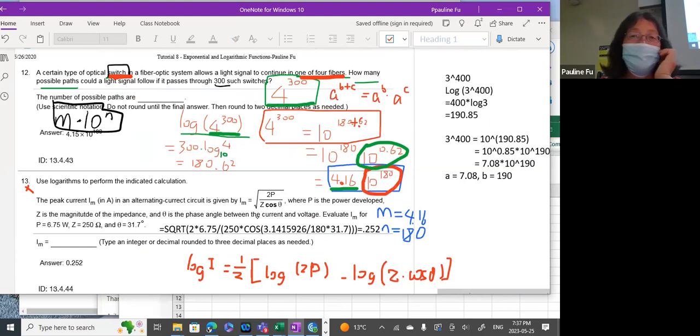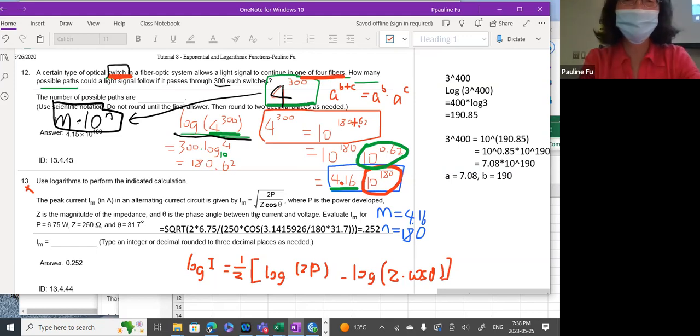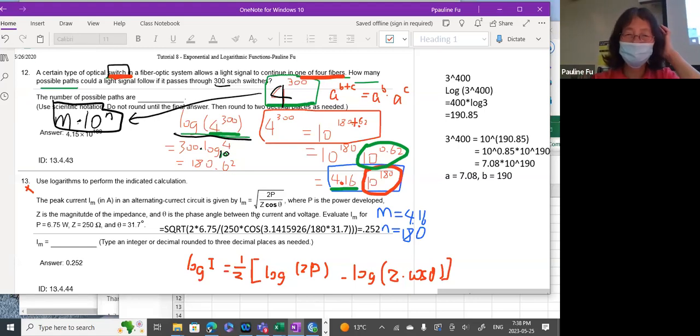Okay, and now our task is to change 4 raised to power 300 to this format. The question asks for scientific notation, m times 10 raised to power n. To change to this format, we need to take the logarithm of 4 raised to power 300. You can move 300 in front of the log. Remember, we have a property. And then it becomes 300 times log 10, 4. Then use your calculator to figure out log 10, 4 times 300.